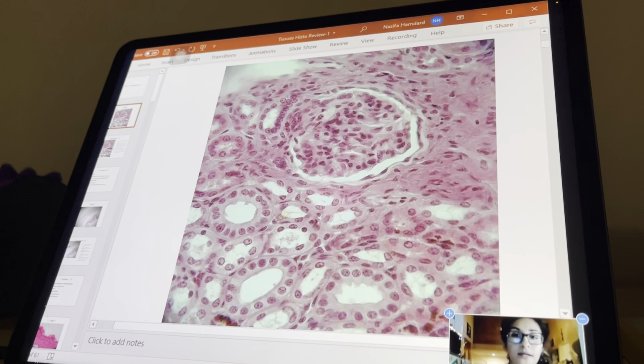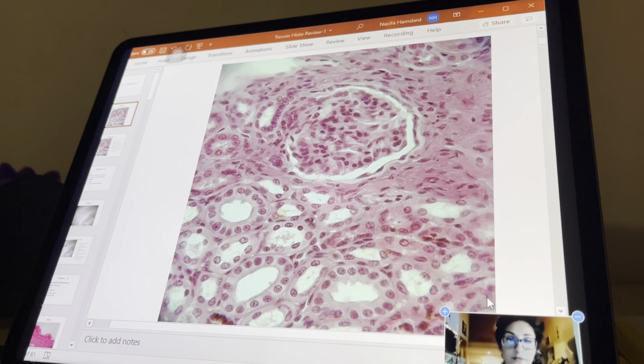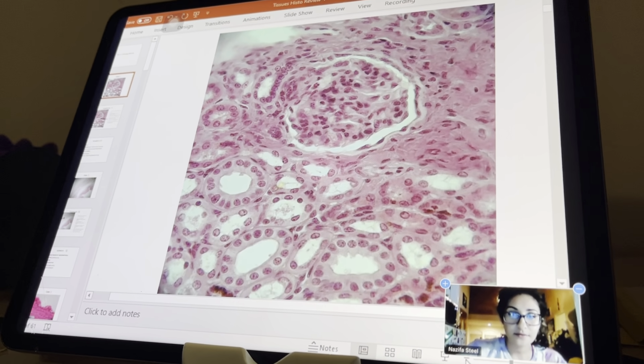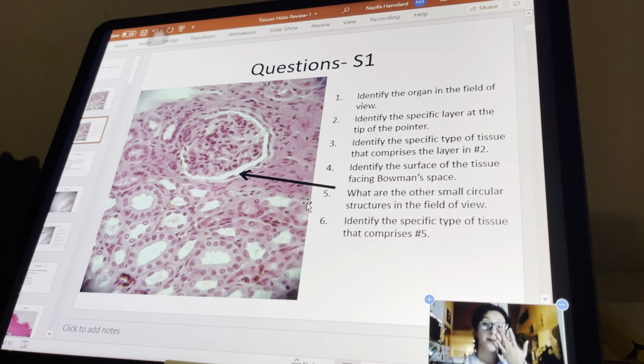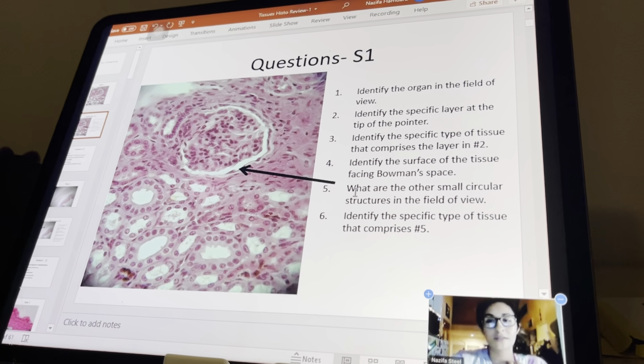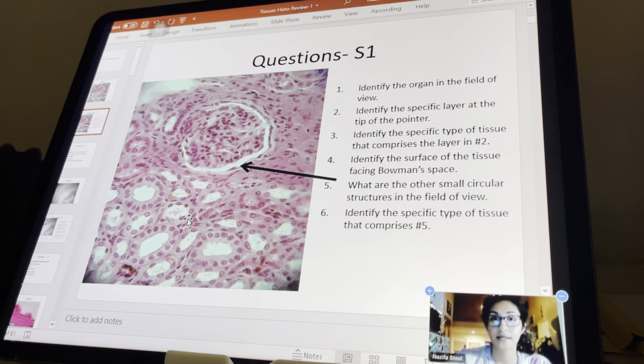If you didn't hear it, I'll just go through it again. For the first slide, I need to make this a little smaller so we can see. Okay, so this is the first thing that she went through in the lab. Basically, what we're looking at is a kidney, right?